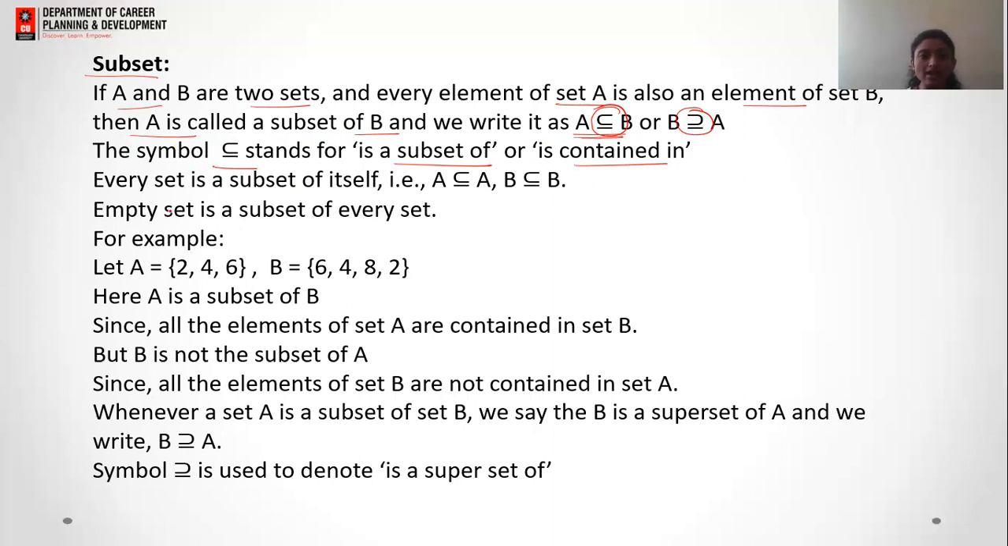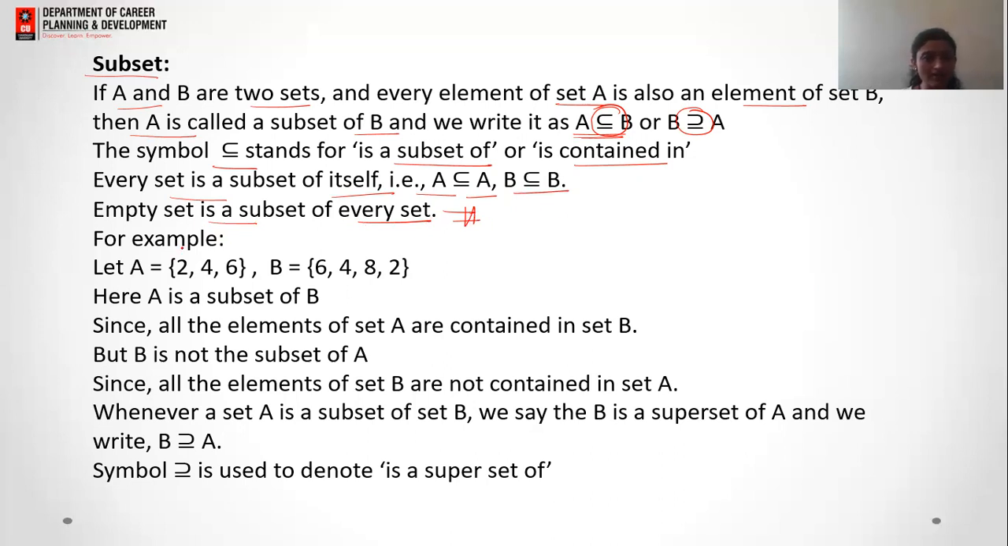And remember this thing that every set is a subset of itself. So we can say A is a subset of A and B is a subset of B. An empty set is a subset of every set. Remember this thing: the empty set is the subset of every set.